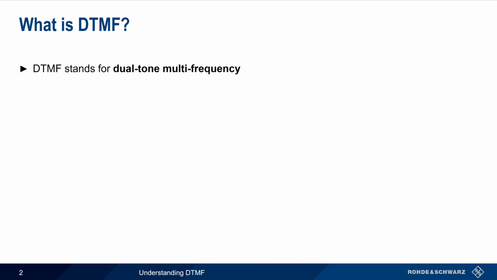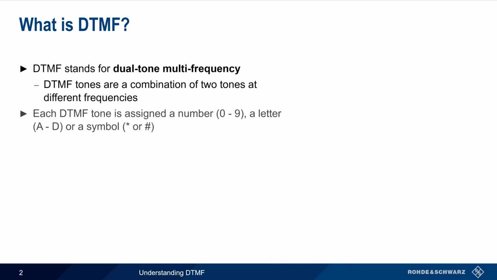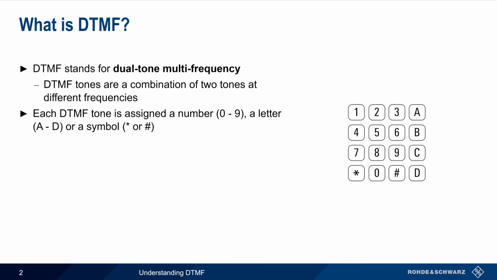DTMF stands for Dual Tone Multifrequency and describes audible tones which are the combination of two different single-frequency tones. Each multifrequency DTMF tone is assigned either a number 0 to 9, a letter A through D, or the star or pound symbol. Note that the tones corresponding to the letters A through D are rarely used.